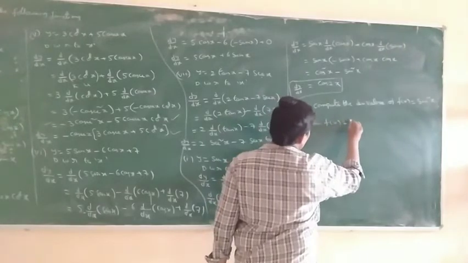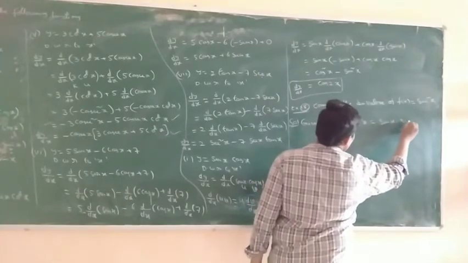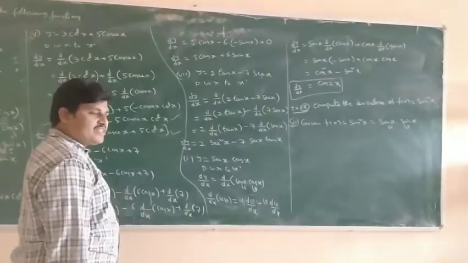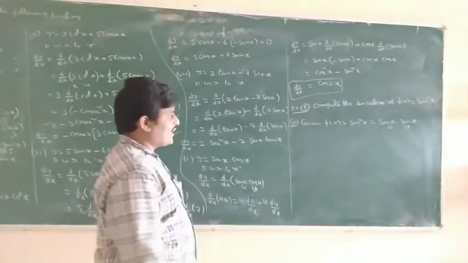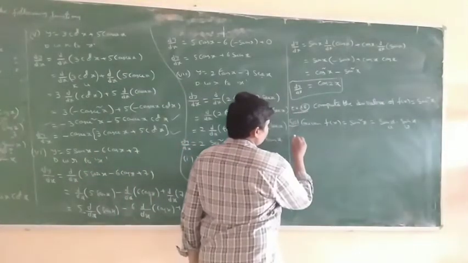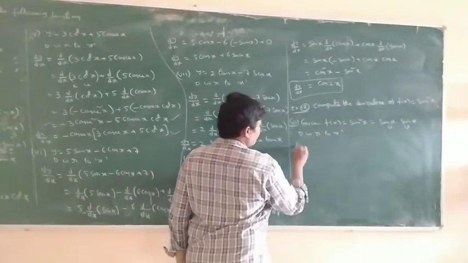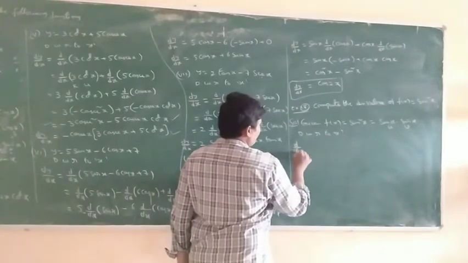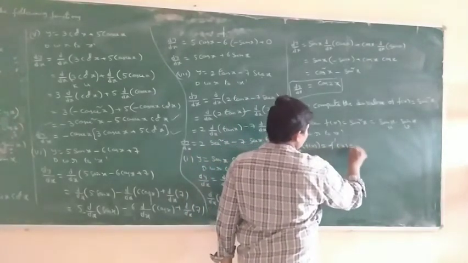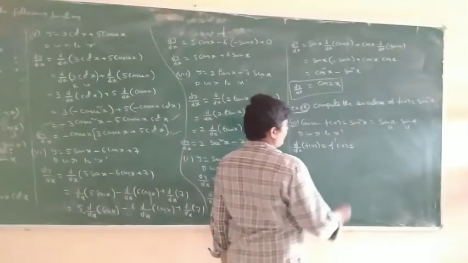Solution: given f of x is equal to sine square x. Sine square x is equal to sine x into sine x. U into v formula. Derivative of sin x has a direct formula, but sin square x has no formula, so sin square x can be reduced into sin x into sin x. So the derivative of f of x is d by dx of f of x, which is simply f dash of x.